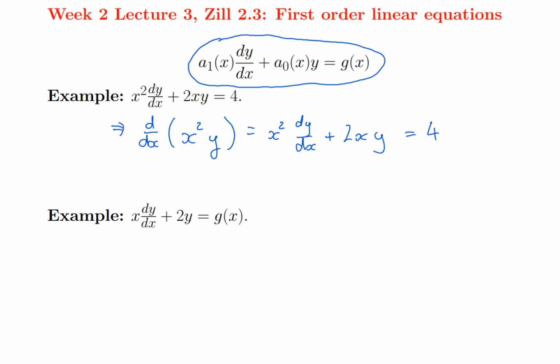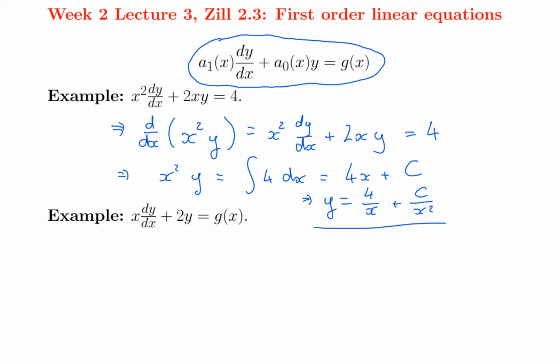So this says the derivative of x squared y is 4. Well, that means that x squared y itself must be the antiderivative of 4. Well, that's easy to work out. That's 4x plus c. So I'm done. I've solved the differential equation. I can even solve explicitly for y. Divide both sides by x squared. I get 4 over x plus c over x squared. Done.